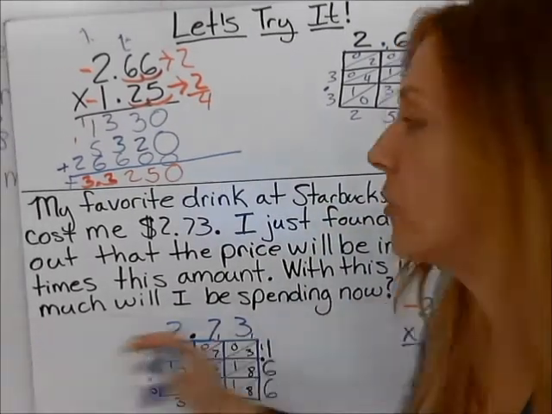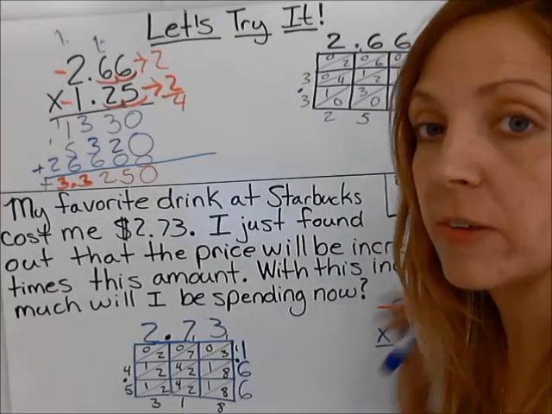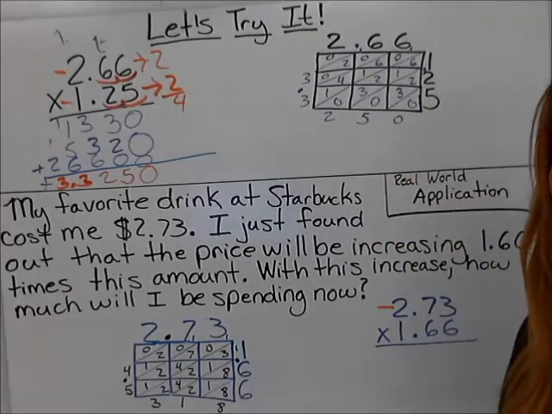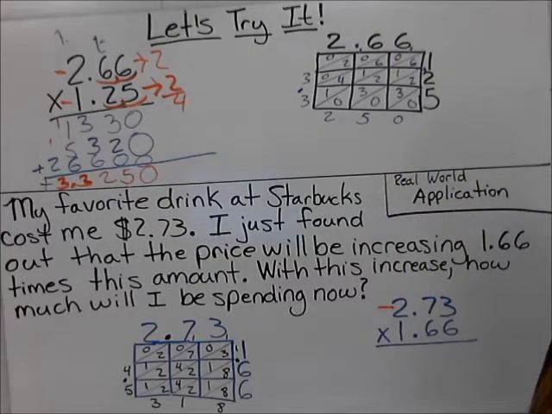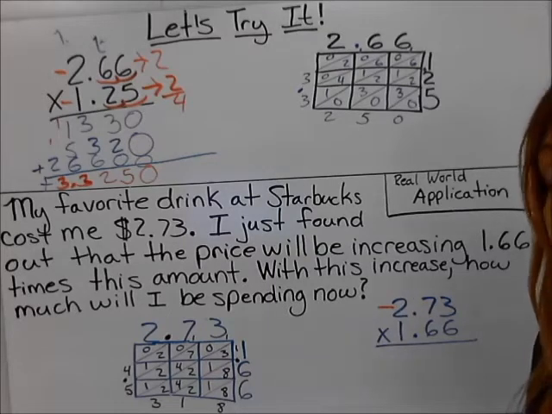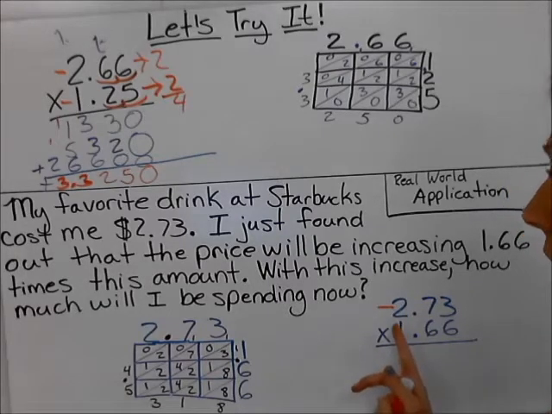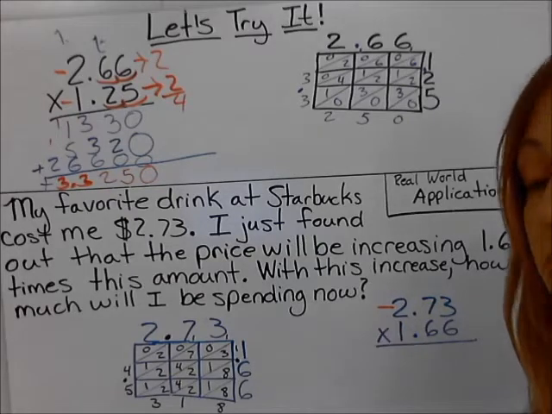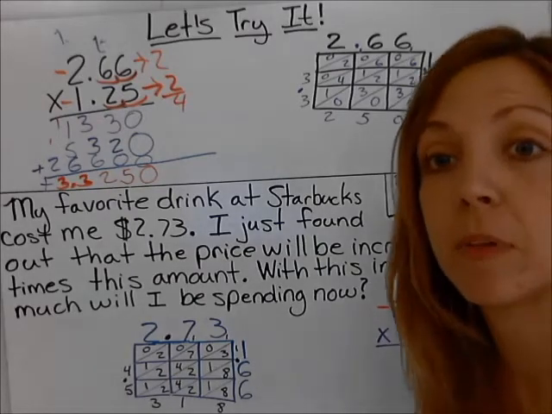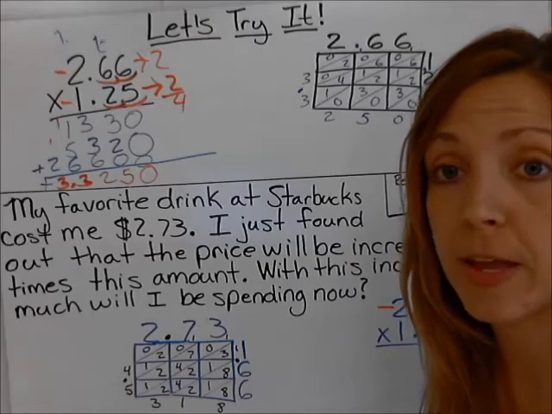All right, let's do some real-world application. My favorite drink at Starbucks cost me $2.73. I just found out that the price will be increasing 1 and 66/100 times this amount. With this increase, how much will I be spending now? So the cost is $2.73, and that's a cost. So it's a debt every time that I pay for it. How much will I be paying each time?